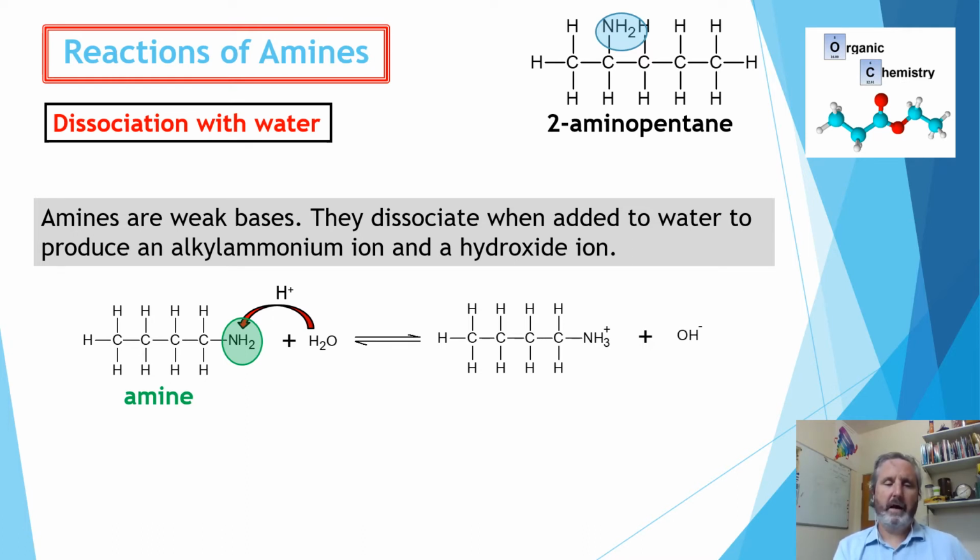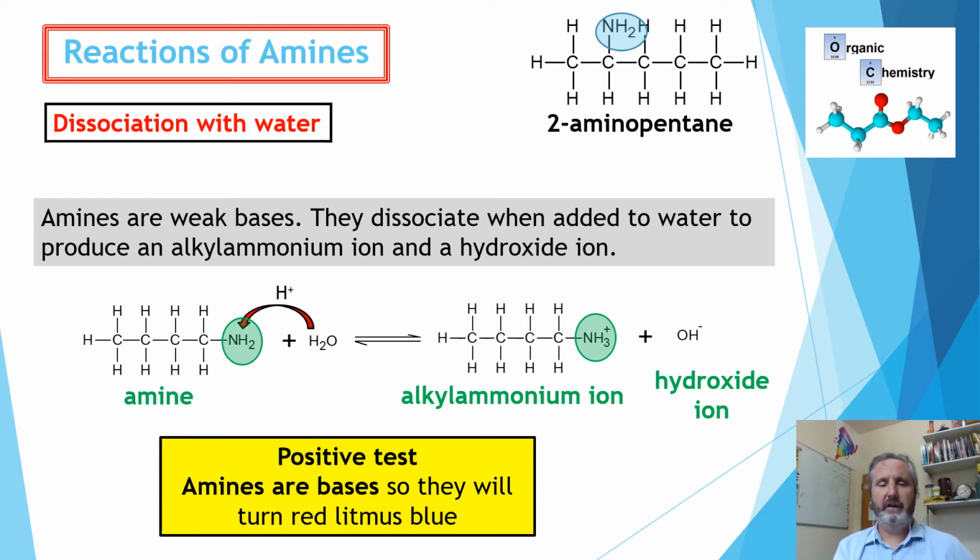In order for an amine to be detected as a base, it needs to be put with water in the first instance. So the actual molecule we produce here, we don't need to remember the name of this functional group, but we would generally call it an alkyl ammonium ion.